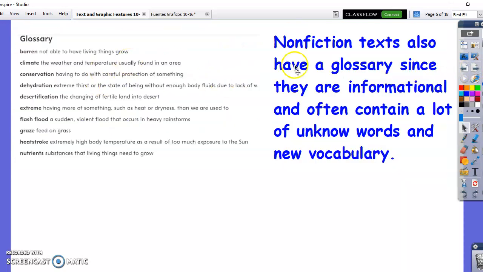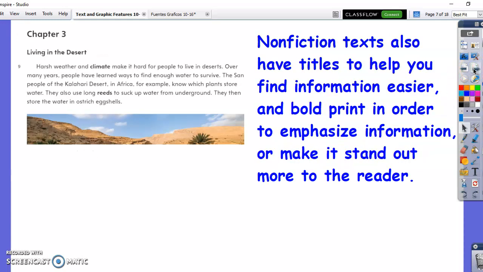The glossary: nonfiction texts also have a glossary since they are informational and often contain a lot of unknown words and new vocabulary. Nonfiction texts also have titles to help you find information easier, and bold print in order to emphasize information or make it stand out more to the reader.